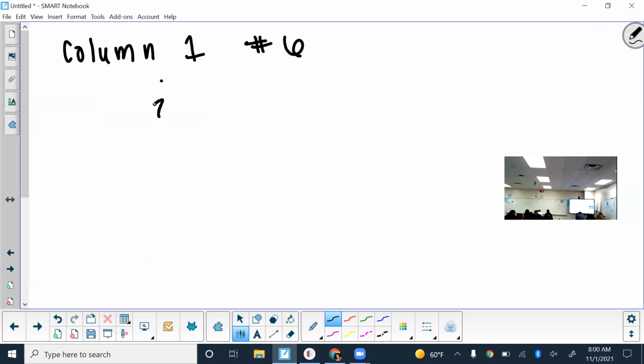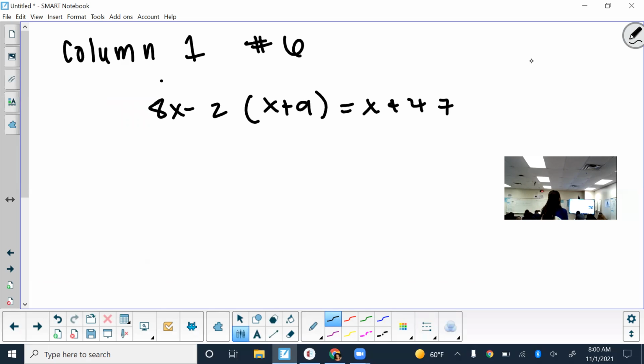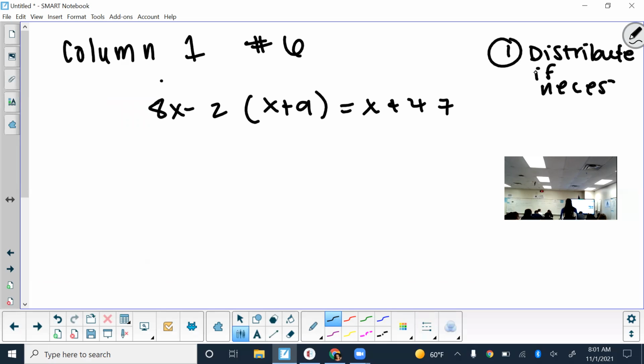So we have 8x minus 2, parentheses, x plus 9, equals x plus 47. And then I'll write the steps over here as we go through it. So what is the first step always? Distribute. If necessary, so you don't necessarily have to distribute in every problem. You guys know when you need to distribute, what that looks like?